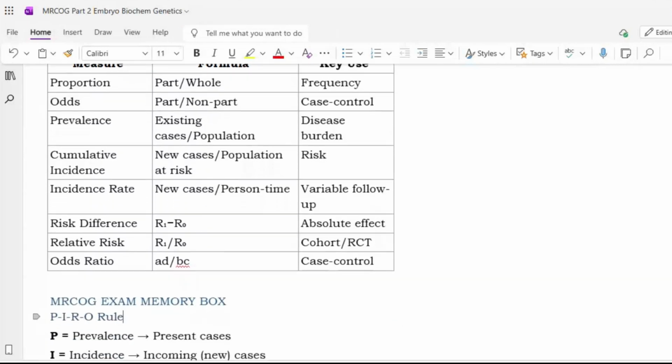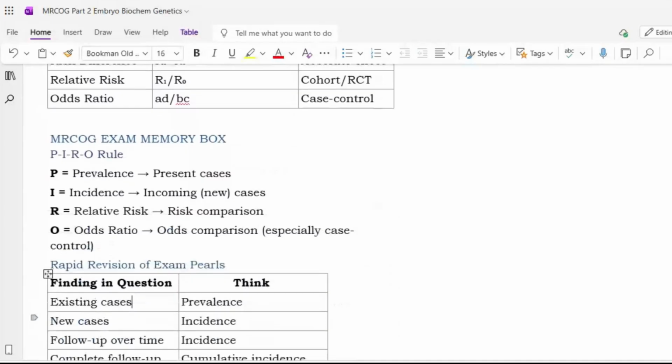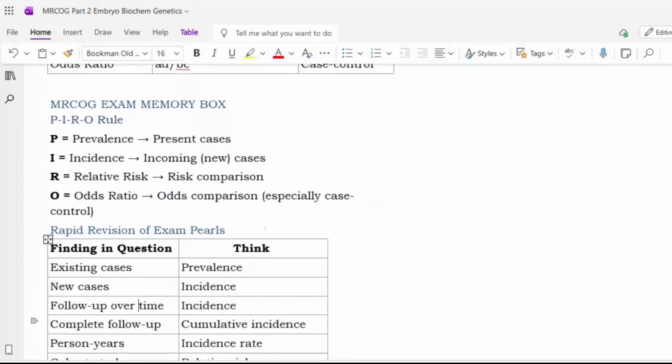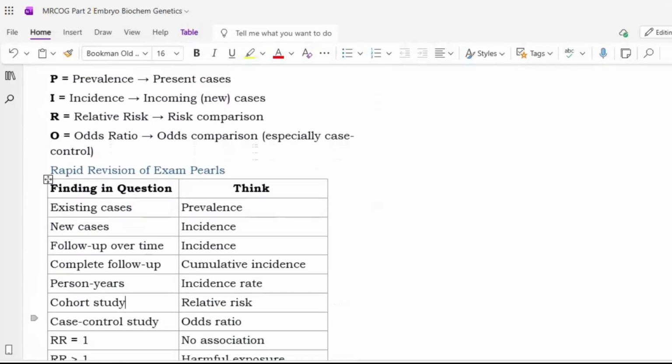For memorization, you remember this PIRO rule. P is prevalence, that is present cases. I is incidence, that is incoming or new cases. R is relative risk, that is the risk comparison. O is for odds ratio, that is the odds comparison, especially in the case control study. Existing cases is about prevalence. New cases will give us the incidence.